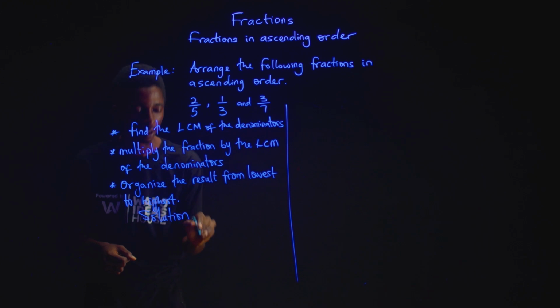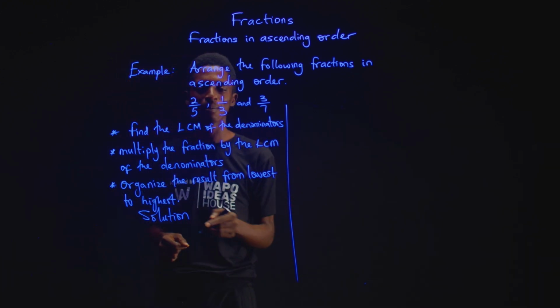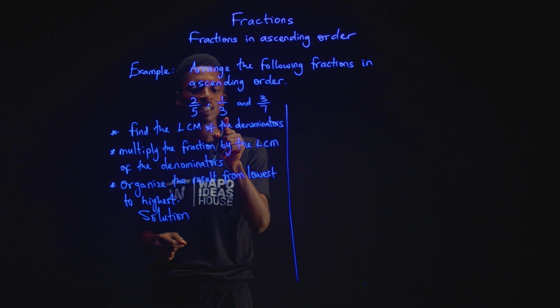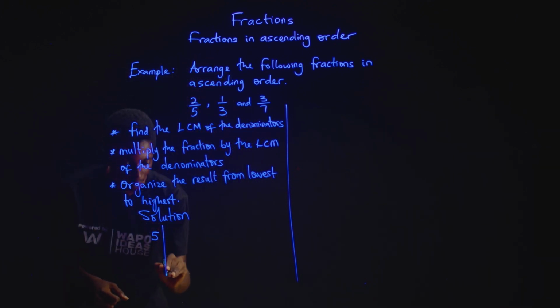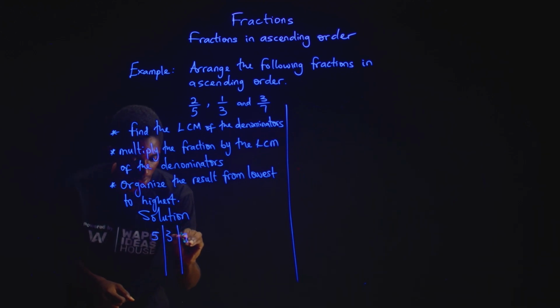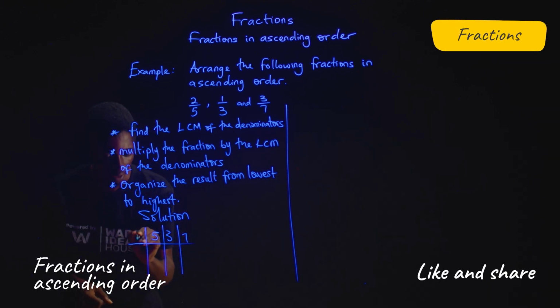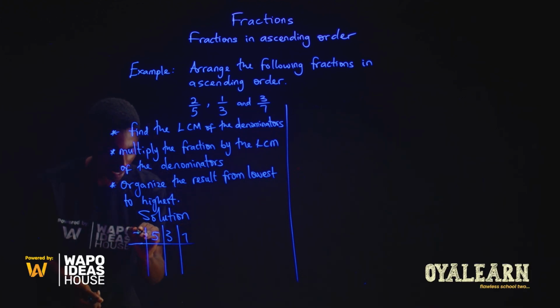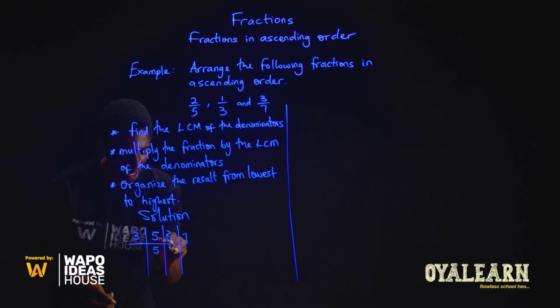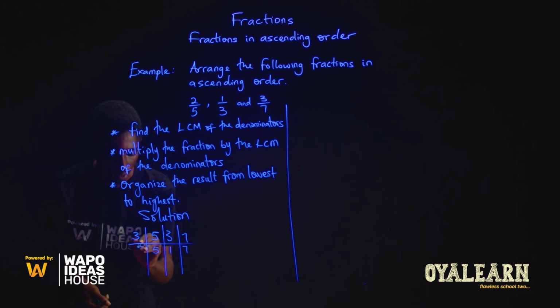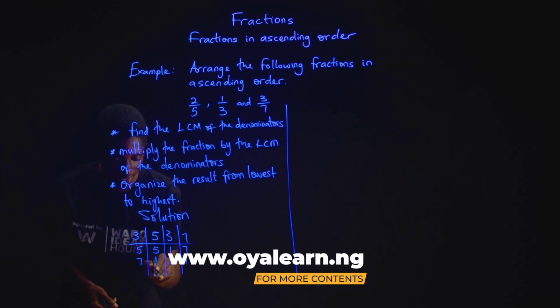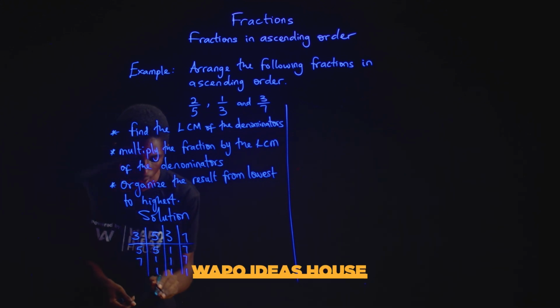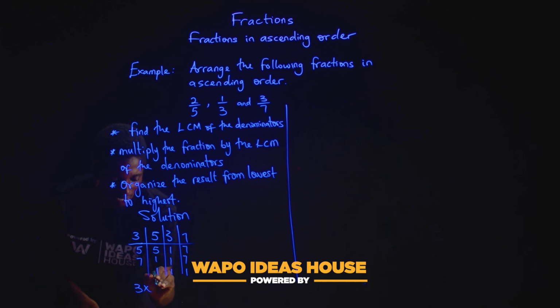Solution. First, let's find the LCM of 5, 3, and 7. The lowest prime number here is 3. So we repeat 5, then 1 and 7. Then 5 can go 1, 1, 7. Then finally 7, 1, 1, 1. That is, we have to apply 3 times 5 times 7.